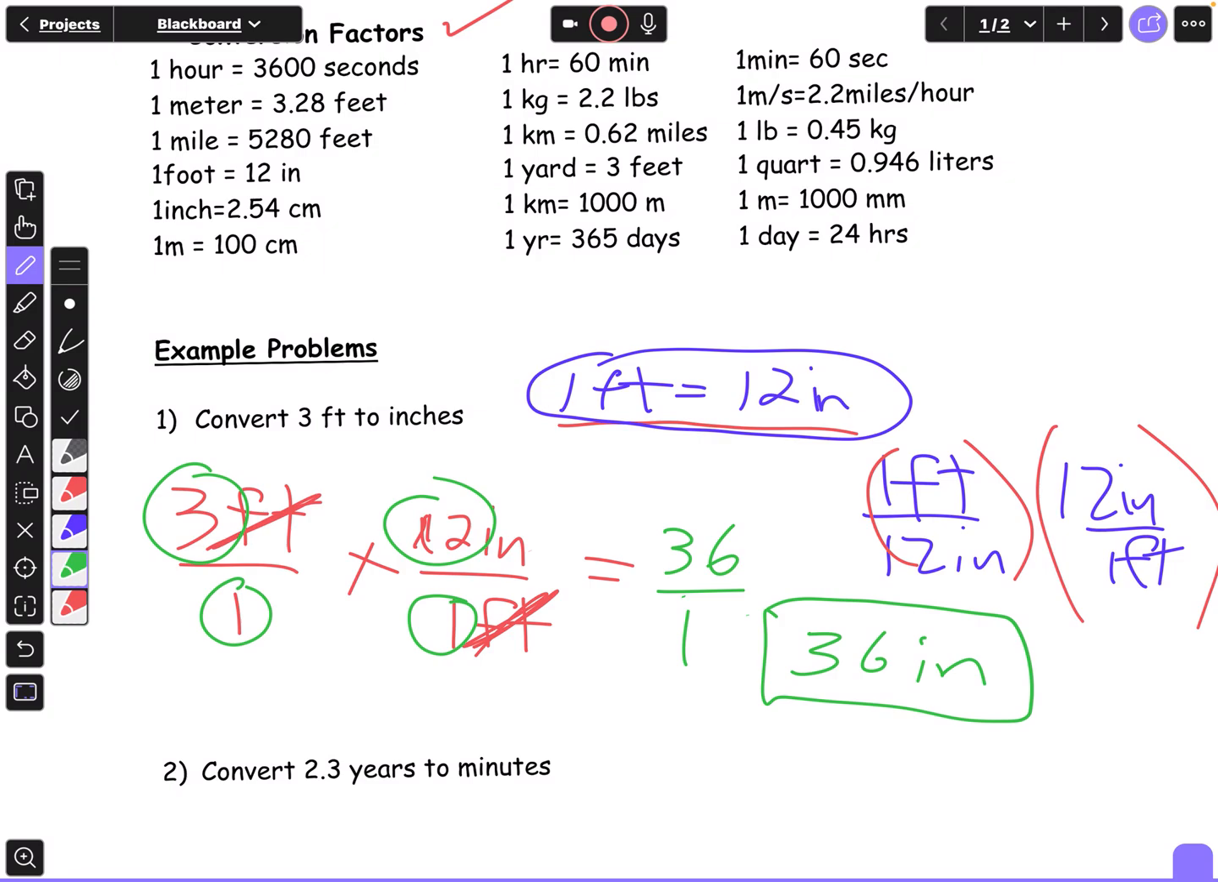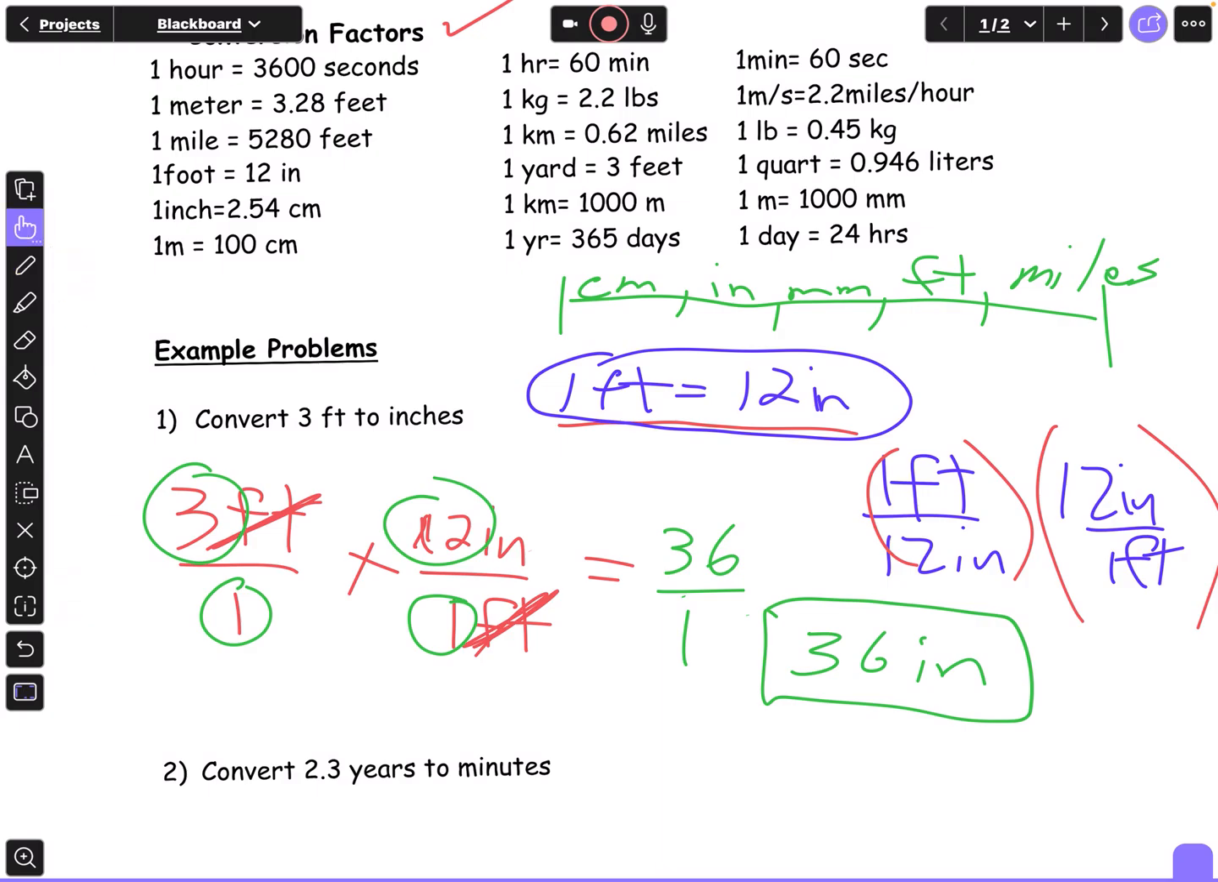Because when we measure length, if I was going to measure the length of this line, I could use centimeters, I could use inches, I could use millimeters, I could even use feet to measure it. I could use miles or kilometers. So I need to be able to convert between all those units.